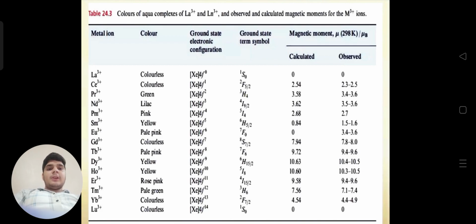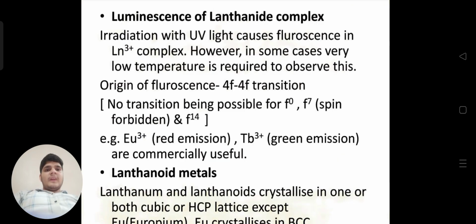Let's take the example of terbium: the magnetic moment calculated is 9.72 and the observed value is 9.4 to 9.6. Luminescence of lanthanide complexes: irradiation with UV light causes fluorescence in the Ln3+ complex. However, in some cases a very low temperature is required to observe this.